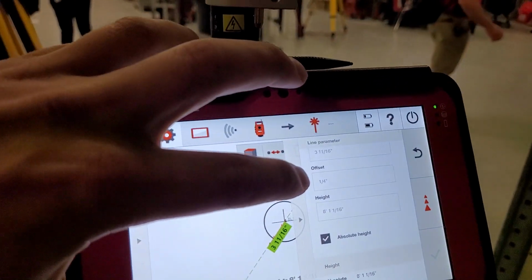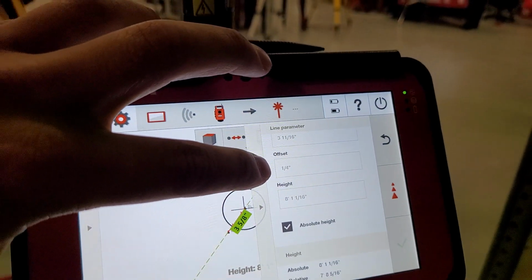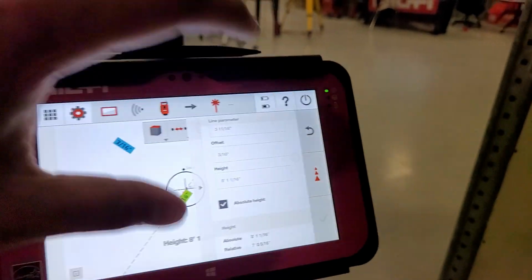But the important thing for this wall is this offset value. It's 1/4 inch off. What that is telling me is that point up there at that specific point is 1/4 inch too far away from the wall, which might be a concern, might not be, but I might need to mark that as a trouble point.